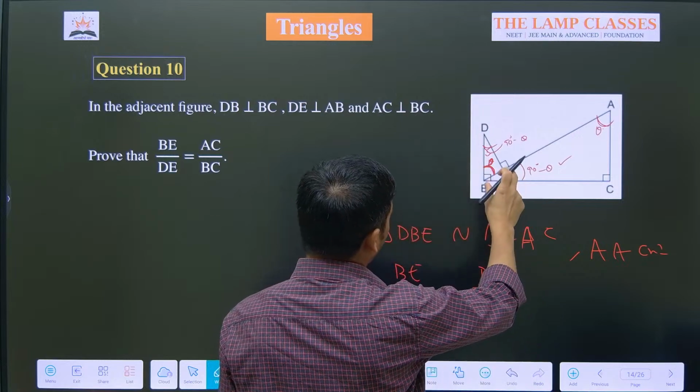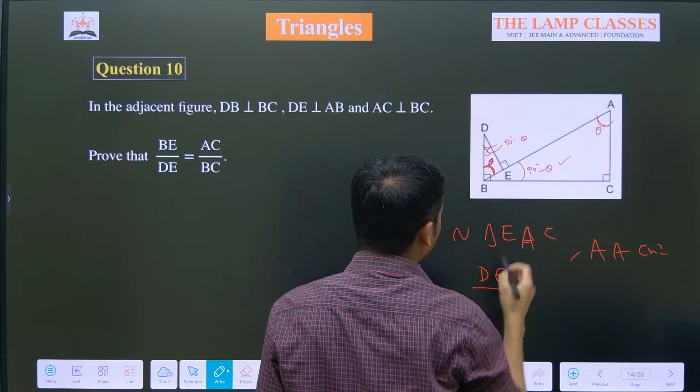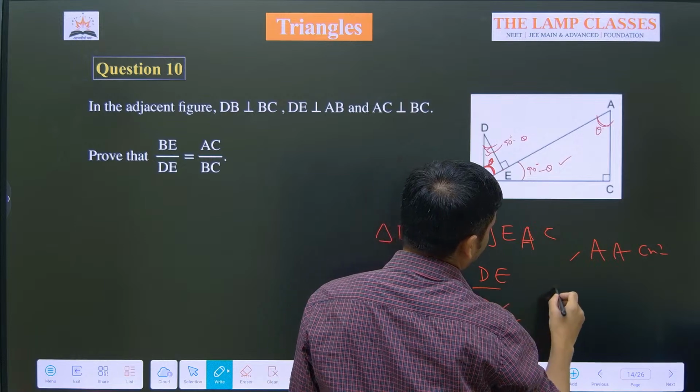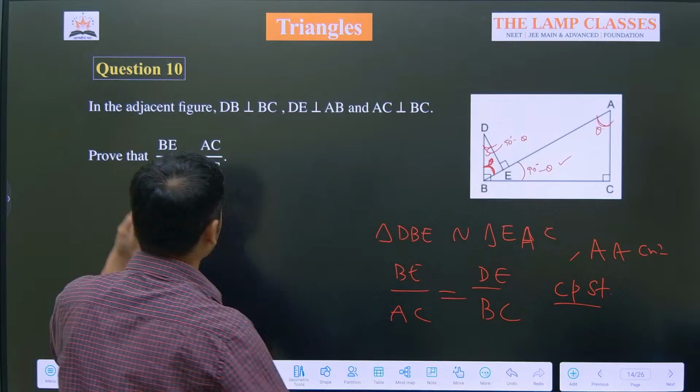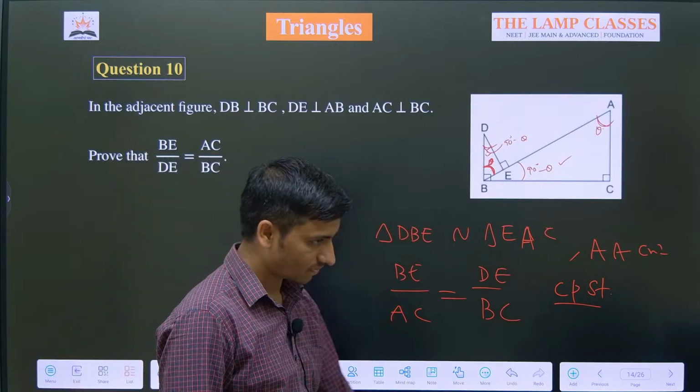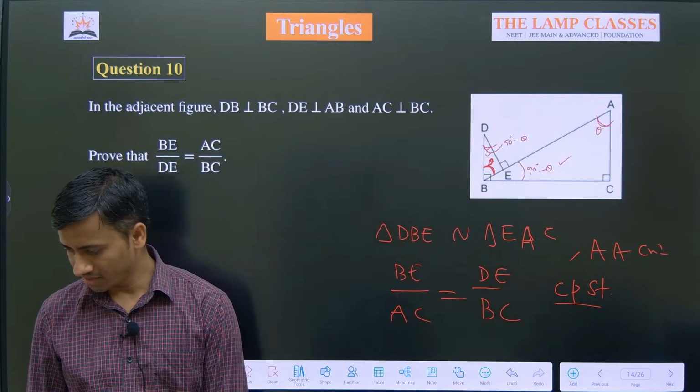DE is actually opposite to which angle? Theta. And opposite to theta, it is BC. And that we are saying because of CPST. And I think that is what they have asked you to prove. So hence proved. Is it done?